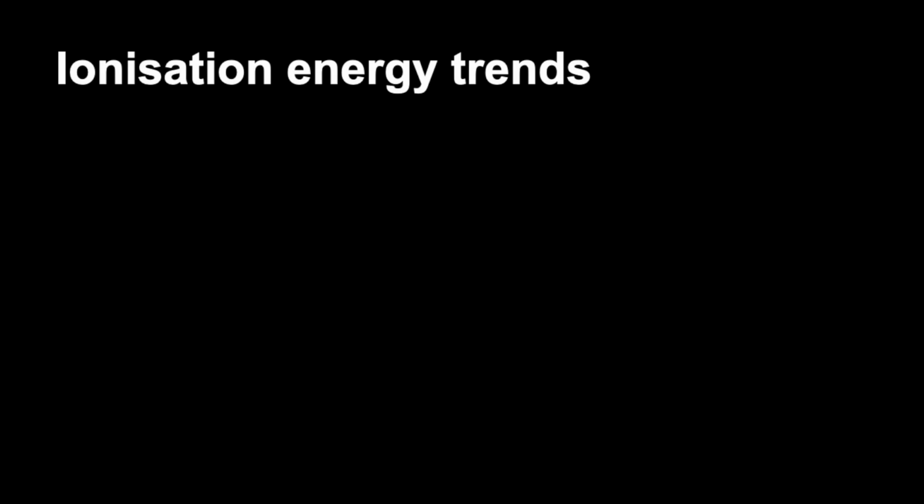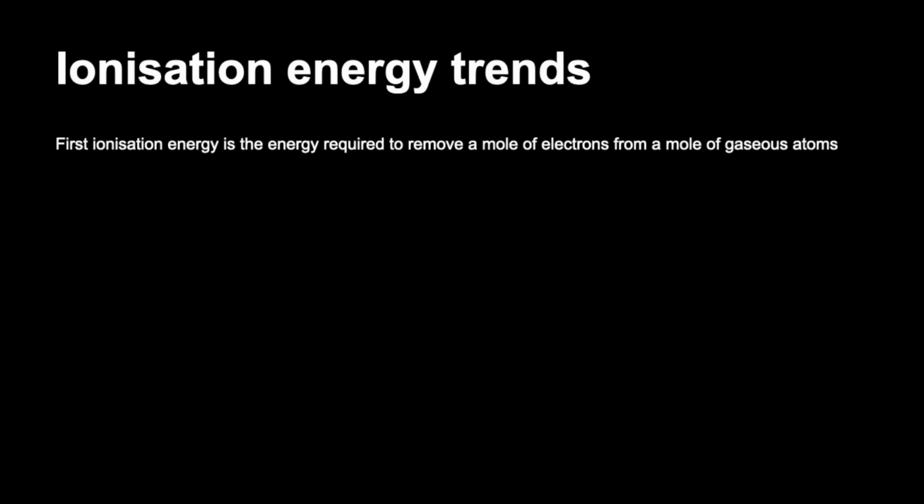Next topic we'll look at is ionization energy trends. We'll start by saying what first ionization energy is. That's the energy required to remove a mole of electrons from a mole of gaseous atoms. And you can represent that process by an equation like that. Just remember, the only state symbol allowed in ionization energy equations is g.